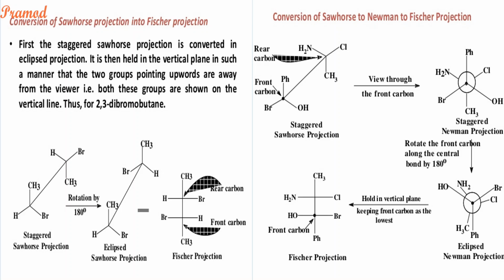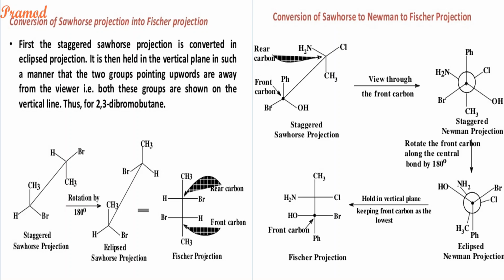You have got this staggered configuration. So you weave it according to that into your Newman's projection formula. And once you do, your Newman's projection, that is your staggered, you convert into your eclipsed. And once you get into your eclipsed configuration, then you have to see which groups are near to each other. And according to that front and back carbon, you can write your Fisher's projection formula.